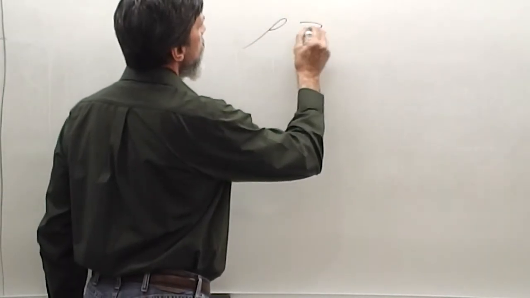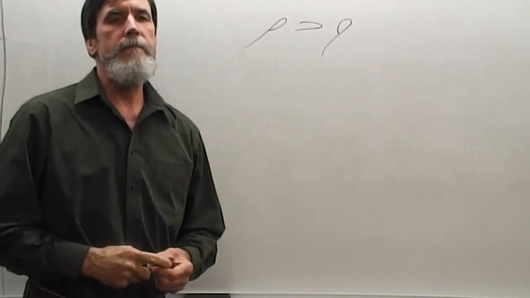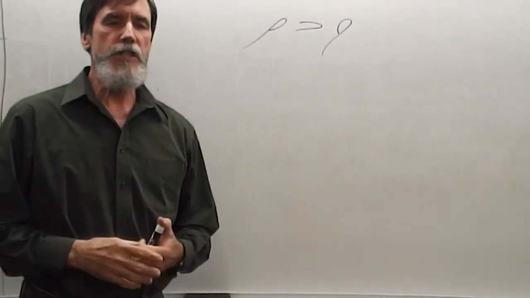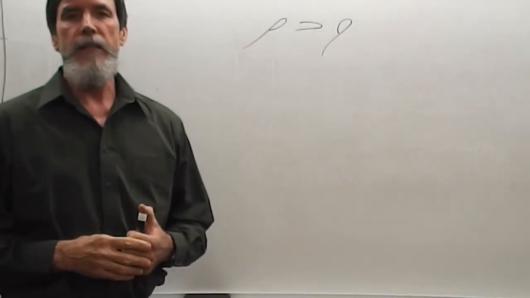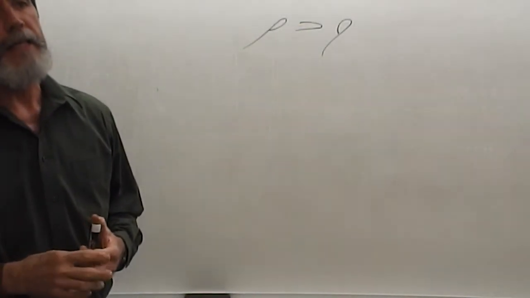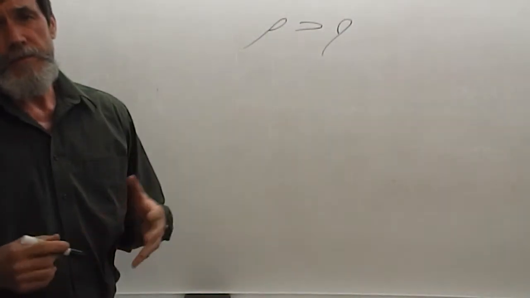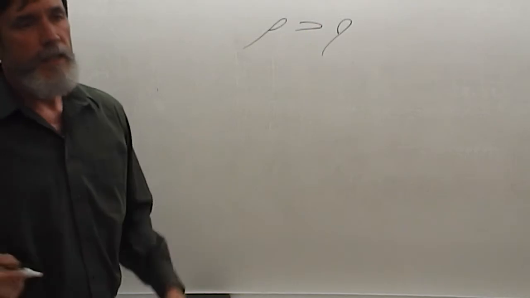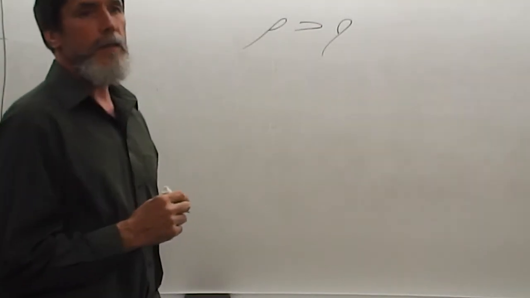We have a compound statement form called the conditional statement form. It's made with that symbol called a horseshoe. We read that if P, then Q. Now those components have individual names. P is called the antecedent, and Q is called the consequent.